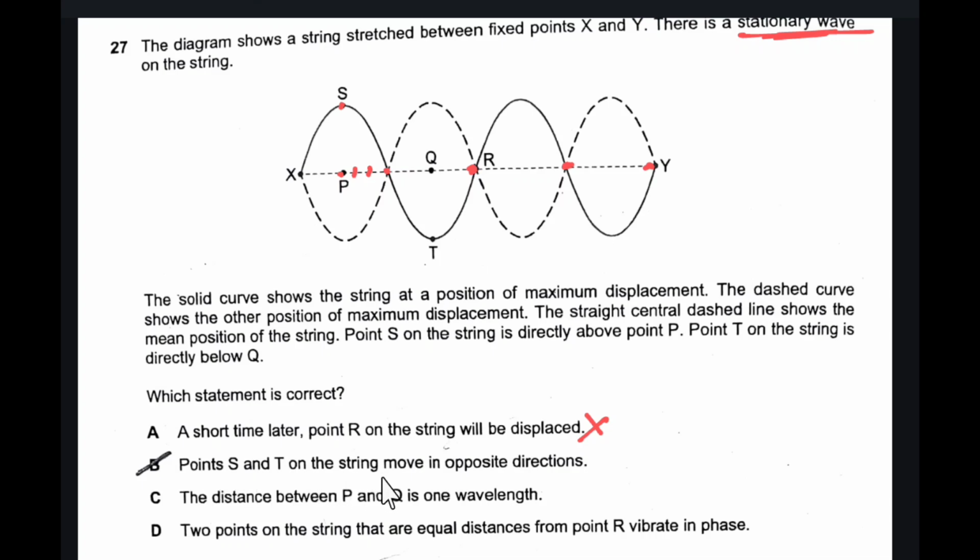Then points S and T on the string move in opposite direction. As we can see, point S and point T are out of phase, that is they are not within two nodes. So yes, they are out of phase and so they vibrate in opposite direction and they have a phase difference of 180 degrees. Since they are not between two nodes, they have a phase difference of 180 degrees. But if they were between two nodes, then they would have a phase difference of 0 degrees. But since they are out of two nodes, they have a phase difference of 180 degrees. So yes, points S and T are moving in opposite direction.